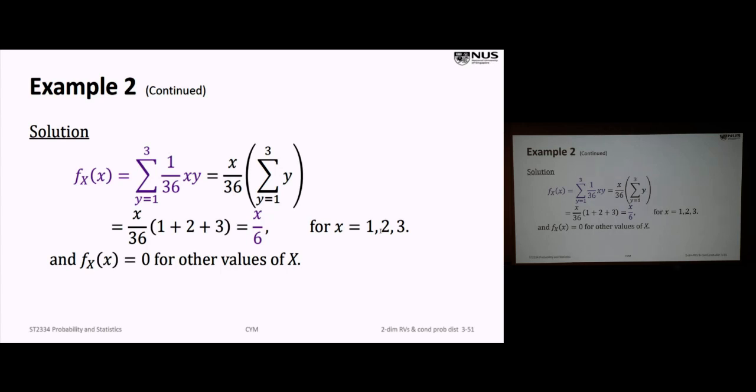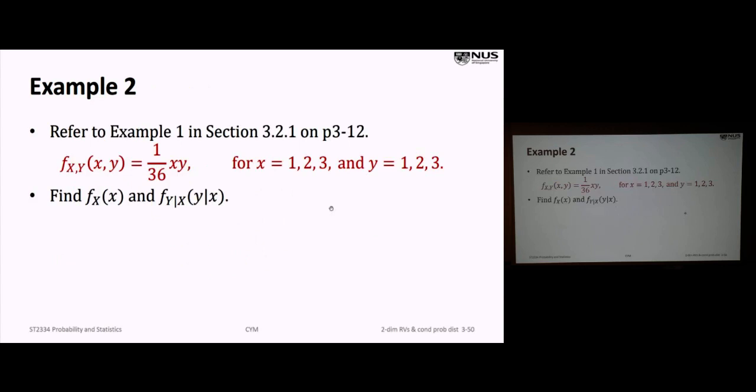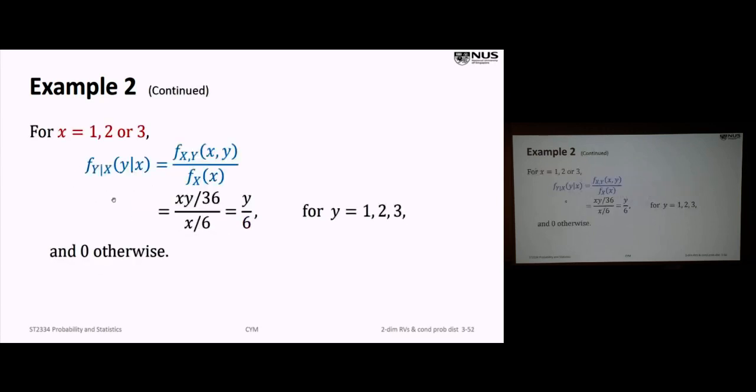Now to find the conditional probability mass function of y given x, I've got the marginal f of x. That's non-zero for x in the set 1, 2, 3. So now what do I have? I have the conditional probability mass function of y given x: it's the joint probability mass function over the marginal, when x is constrained to be in the set 1, 2, 3. If x is any other number, the conditional probability mass function of y given x is not defined because the marginal probability mass function of x is 0.